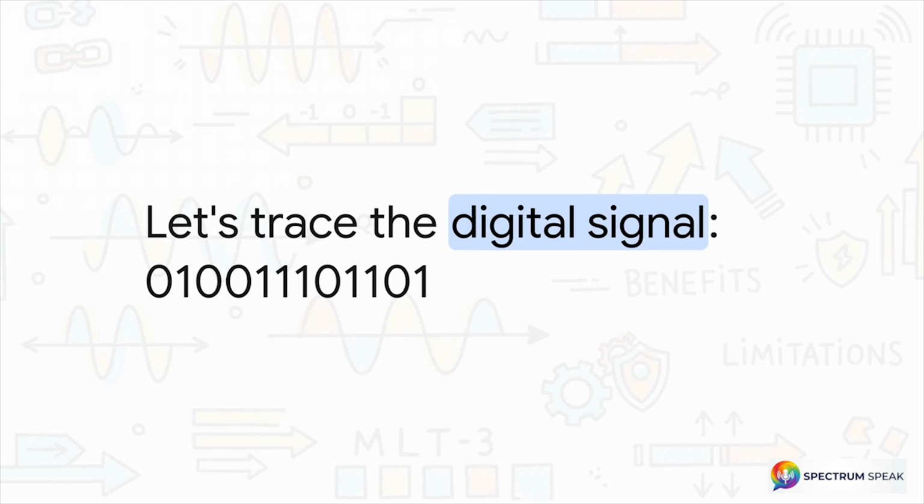Okay, theory is great, but as engineers, we really need to see this working on the wire. So we're going to trace the digital signal using this exact data string taken straight from our source text: 010011101101. We're going to feed this string right into our MLT3 elevator and see exactly what the voltage output actually looks like.